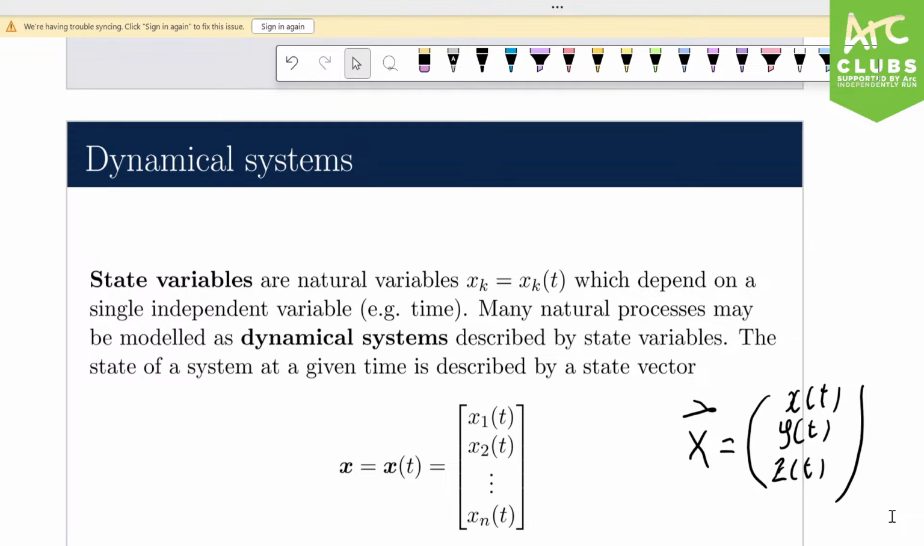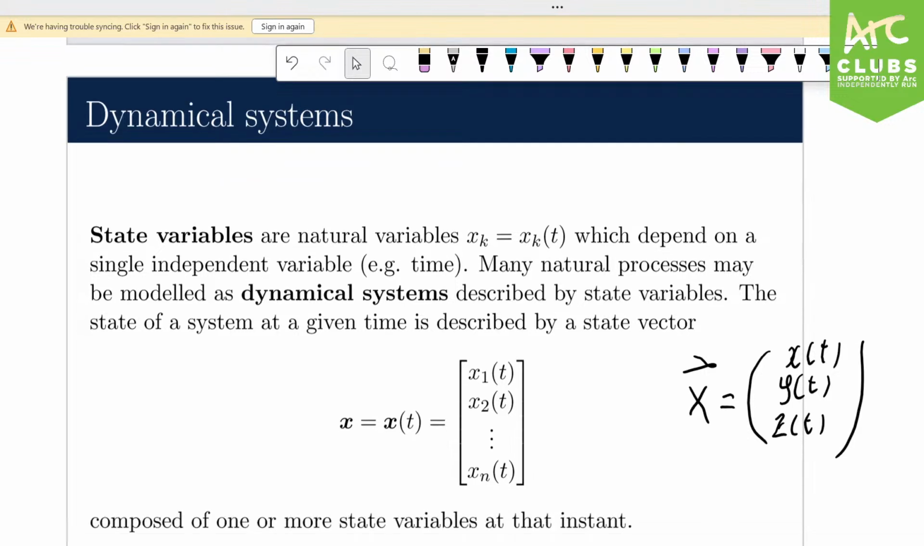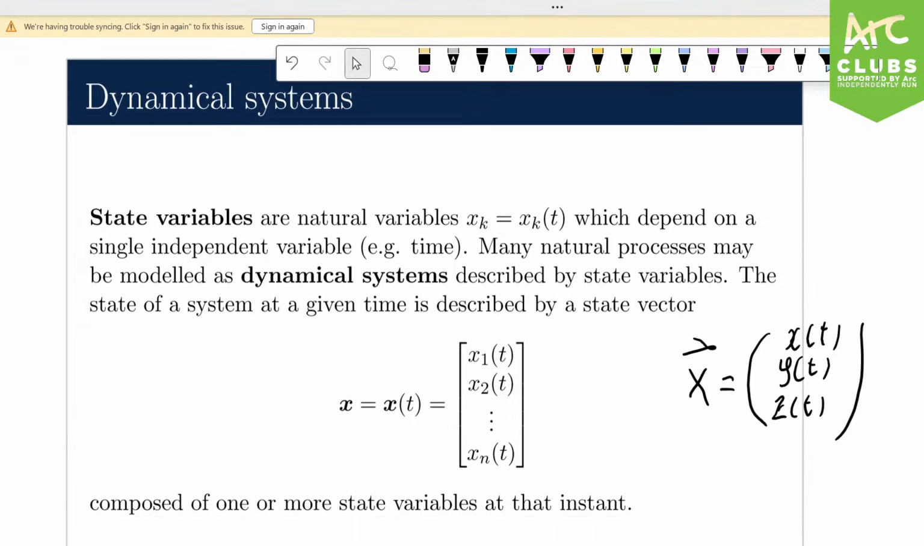State variables are just some natural variable xk. It could be a state vector, like x, y, z. It really doesn't matter what it is. It's kind of arbitrary. But we say that this vector describes the way some dynamical system behaves at some given time t.